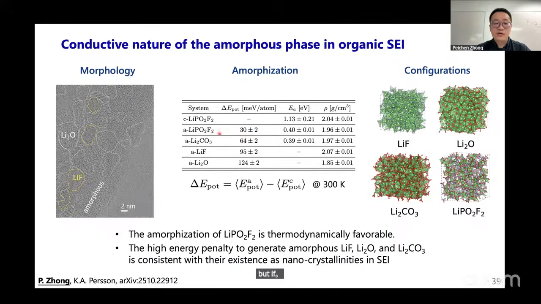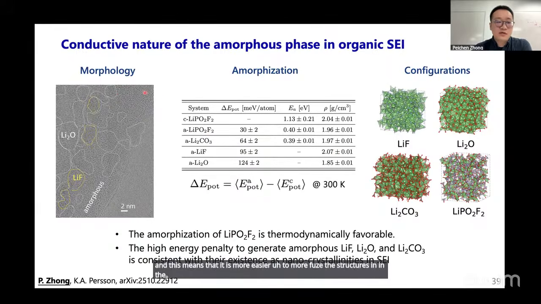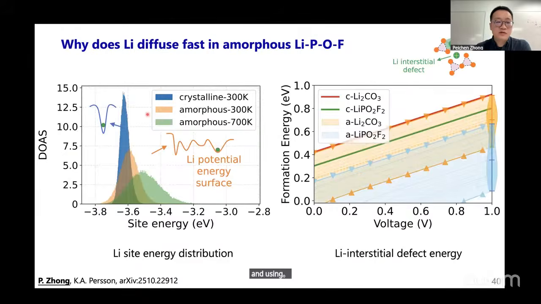But if you compare this value with the confirmed nanocrystalline domains in the experiments, such as lithium carbonate, lithium fluoride, and lithium oxide, they are much higher compared to the lithium phosphorus oxide fluoride. And this means that it is easier to amorphize the structures in the real condition. That may suggest the amorphous matrix can correspond to this chemical space, and that it can enable the fast lithium diffusion.